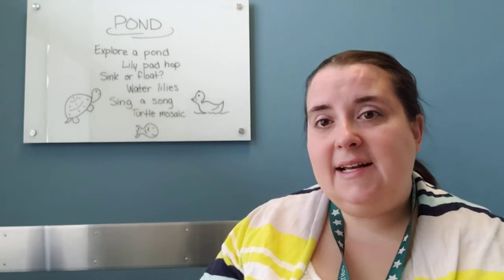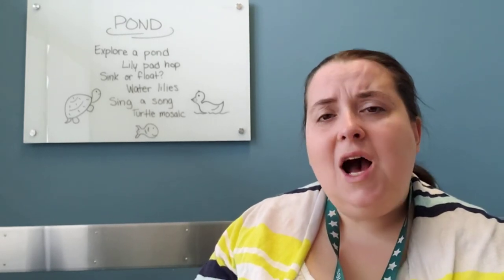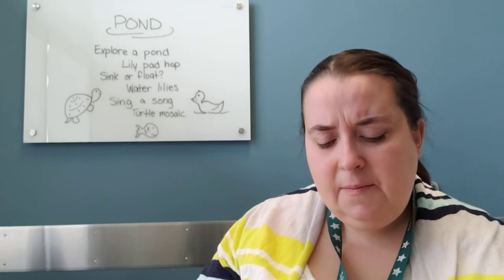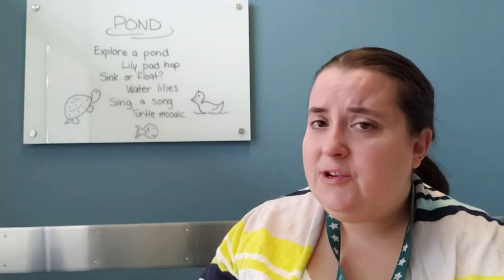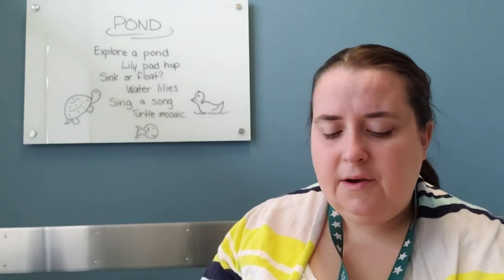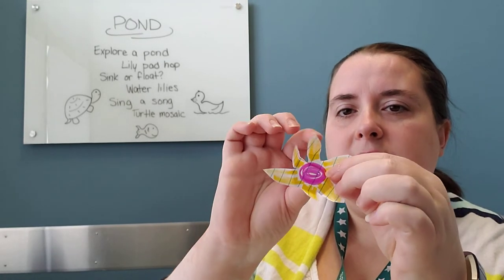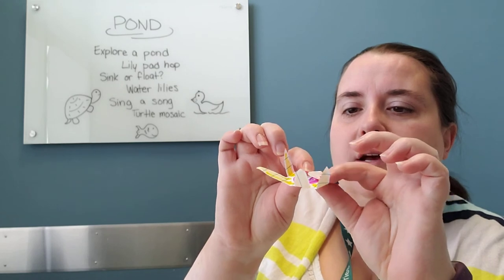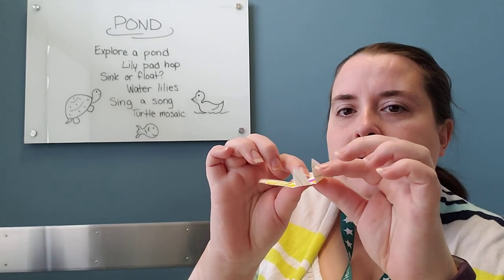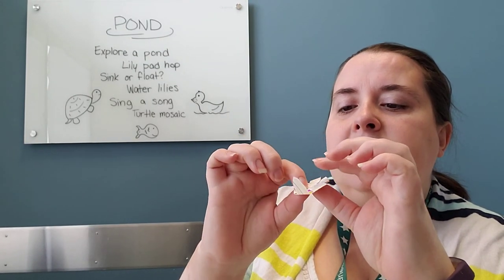Our next idea is to do a water lily science experiment that I found, and I haven't tried it, so we'll see how it goes. But basically, you just make a little flower, have your little one cut it out, and then you fold down all the petals so it's real nice and tight.